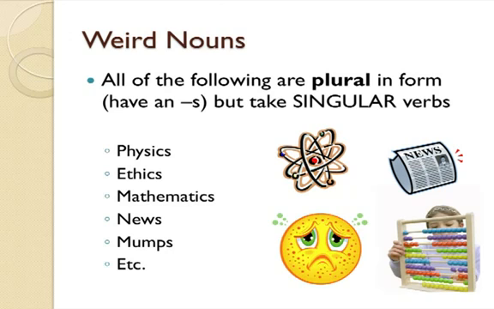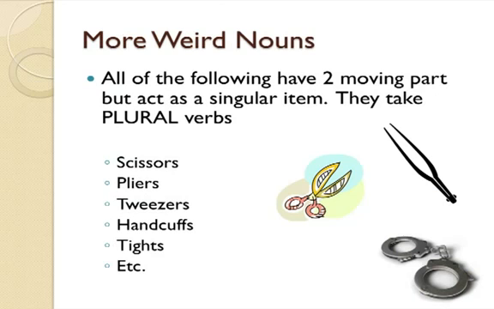For example, physics is a fun class. Mathematics is important. Ethics as a class is a fun class to take. All of these look plural because they end in an S, and they seem to be more than one, but they take a singular verb to go with them. Here's some other weird nouns.